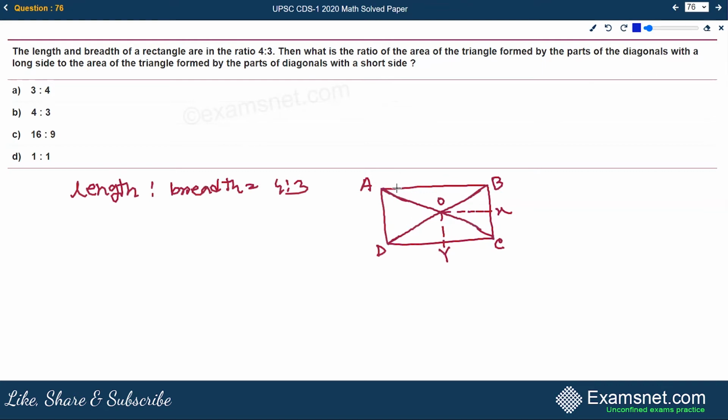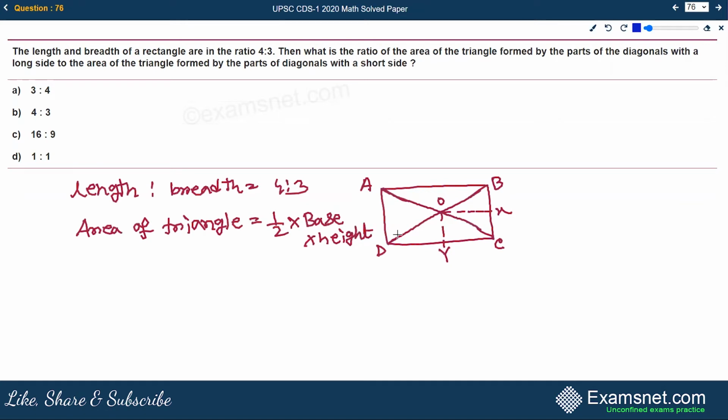Now what is the ratio of the area of the triangle formed by the parts of the diagonal with the longer side? What is the longer side here? AB and CD, these two are longer sides. So a triangle which is formed by that longer side, and here BC and AD are shorter sides. So like BOC is the triangle or AOD is the triangle which is formed with the shorter side. We are going to find the area of these two triangles. Also, we know area of triangle is equal to half into base into height.